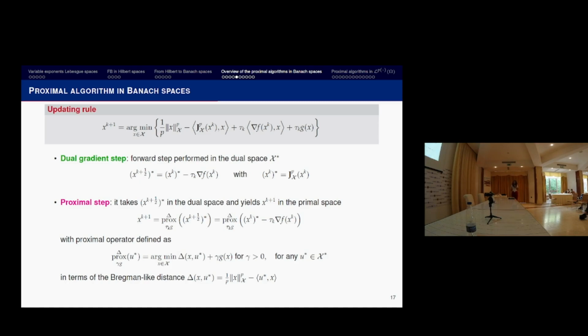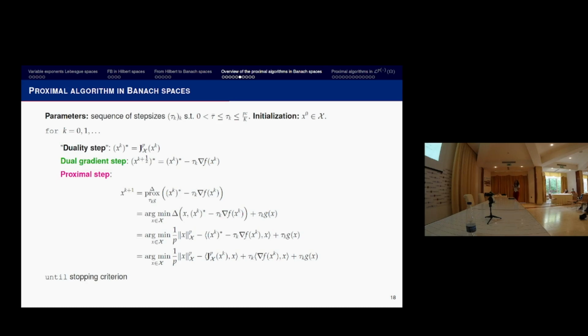So instead of having the distance between x and u, which before was the distance in a Hilbert space, so it was the norm of x minus u. Now we can't do the same because we have to compute the distance between an element of the primal space, x, and the element u star that is in the dual space x star.